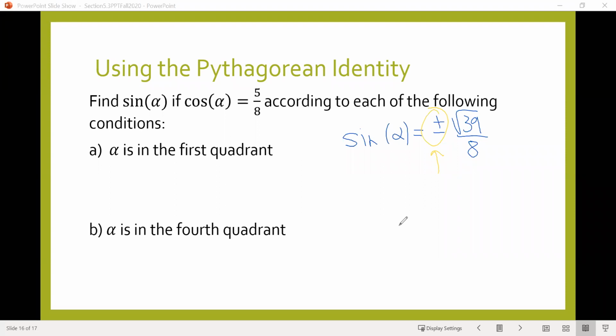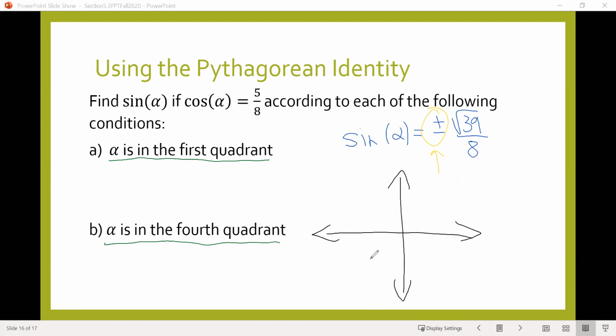Well, this problem kind of gives us the answer to that because they're given two different conditions here: if alpha is in the first quadrant or alpha is in the fourth quadrant. So let's look at how that might be different. If alpha is an angle in the first quadrant, thinking about our ideas of angles being measured in standard position, we know that means we start here on the positive part of our horizontal axis, we rotate around counterclockwise, and we stay in the first quadrant here. And so this would be our angle alpha.